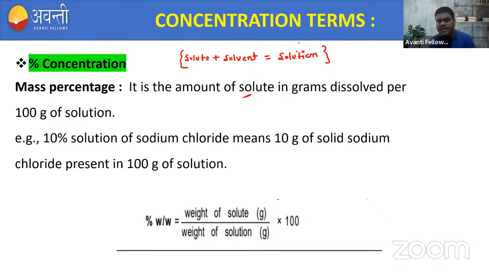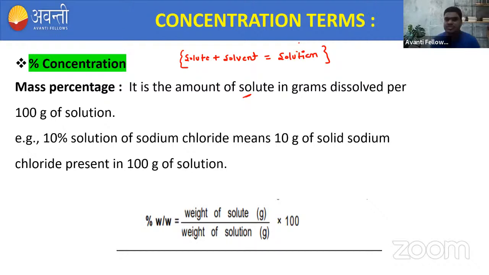For example, if you take 2 gram of sugar and dissolve it in, say, 50 gram of water, right? What is the solute here? Sugar, that is 2 gram, and 50 gram is the solvent, that is water. The total solution becomes 52 gram, right? So here I'm talking about the mass percentage, only mass percentage.